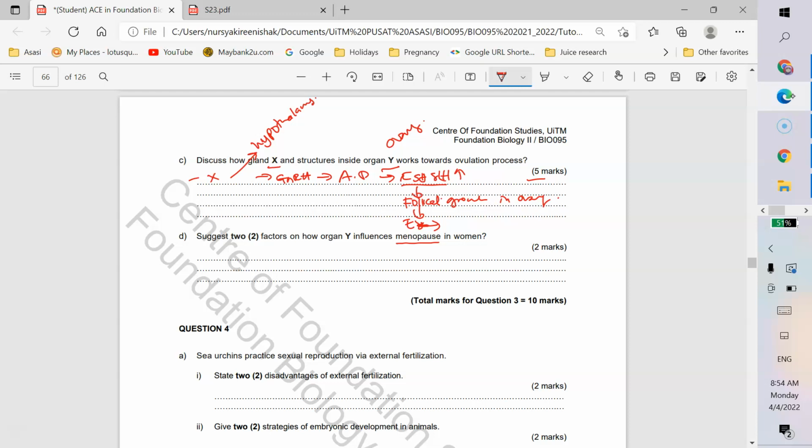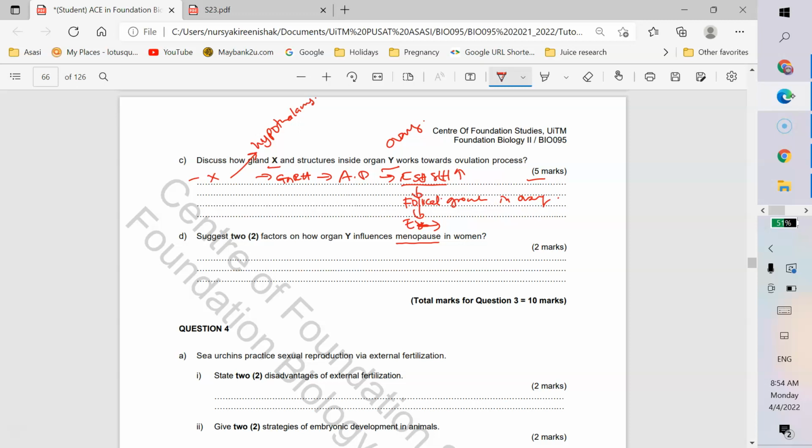Okay, no ovulation will occur. Point yang ketiga yang awak boleh include adalah women will have limited number of primary oocyte. Okay, women will have limited number of primary oocyte in the ovary. And then another point, estrogen and progesterone production will decrease.